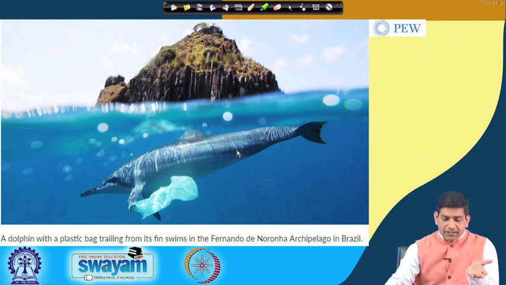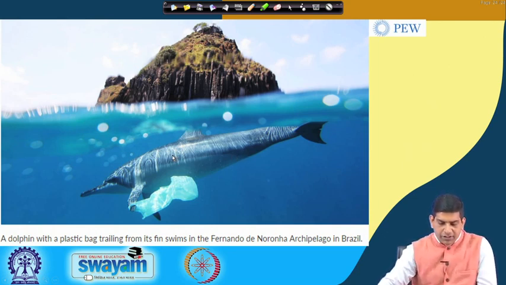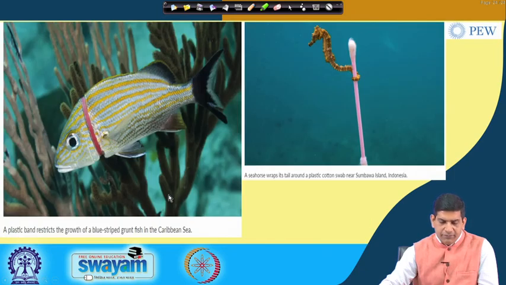A dolphin with a plastic bag trailing from its fins swims in the Fernando de Noronha archipelago in Brazil. So you see here a huge polythene bag, stuck and trailing with the dolphin's fin as it swims. The bag is soaking up, and eventually it may be taken up, thinking it is food.